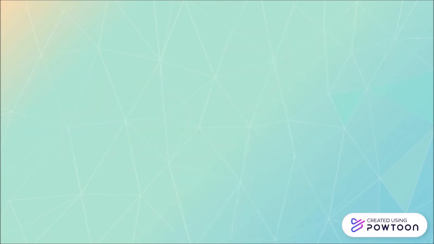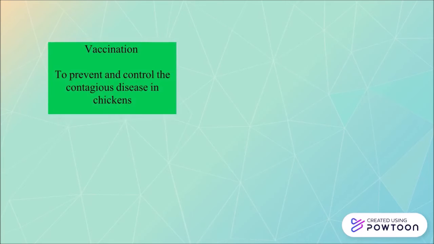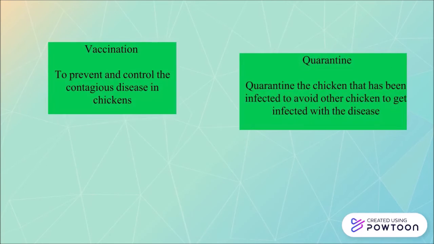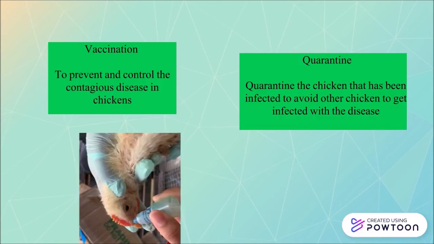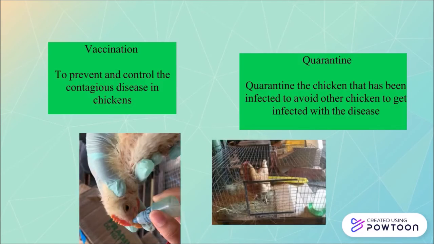Other than vector control, vaccination is one of the preventions too. It prevents and controls vector-borne disease in the birds. Moreover, quarantine of the chickens that have been infected is also one of the prevention ways. This avoids the disease being spread to another bird.